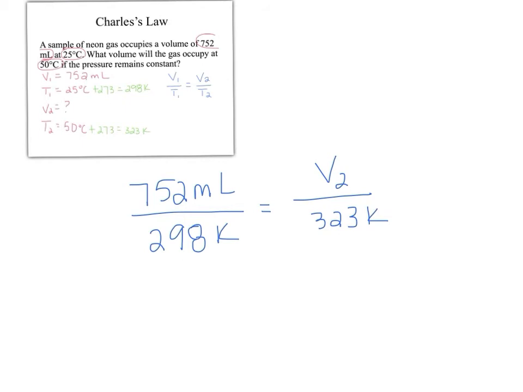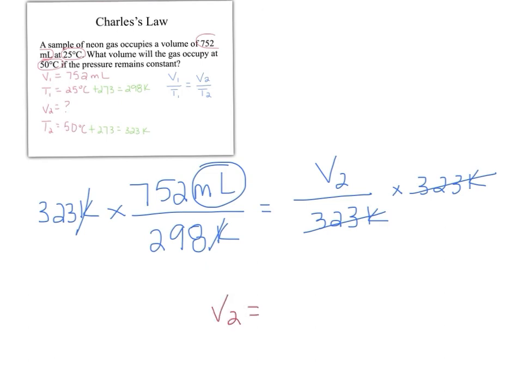I'm going to multiply both sides by 323 Kelvin so I can get my V2 by itself. Notice that on one side, my Kelvin units cancel out and leave me with the units of milliliters. When I multiply 323 by 752 and divide by 298, I end up getting V2 equaling 815 milliliters.